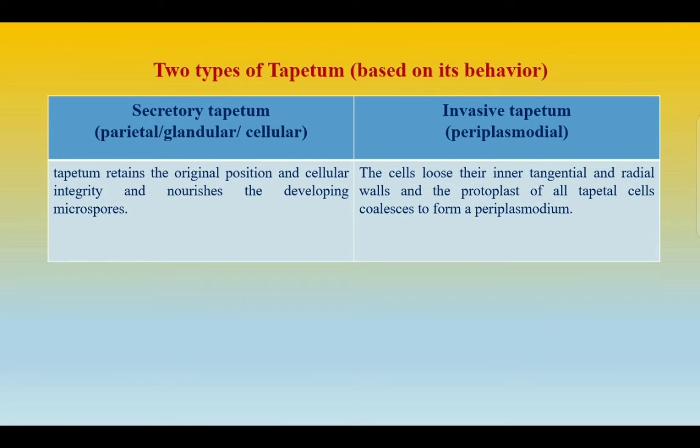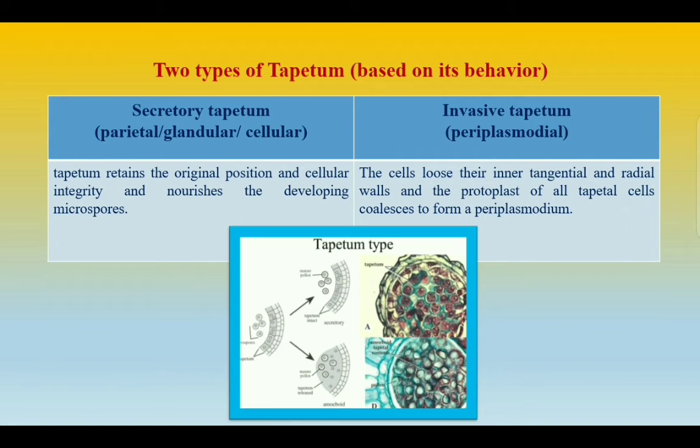There are two types of tapetum based on its behavior. First one is the secretory tapetum and the next is the invasive tapetum. The secretory tapetum is otherwise called parietal, glandular or cellular. This tapetum remains in the original position with cellular integrity and nourishes the developing microspores. In the invasive tapetum, the cells lose their inner tangential and radial walls and the protoplasts of all the tapetal cells coalesce to form a periplasmodium. So here there won't be any differentiation. That is why it is called periplasmodial.